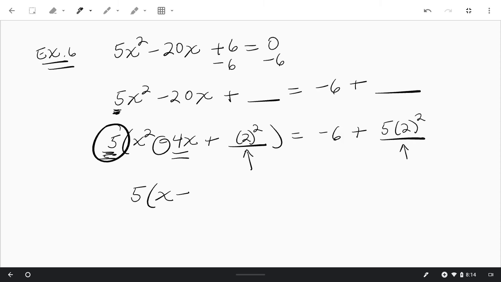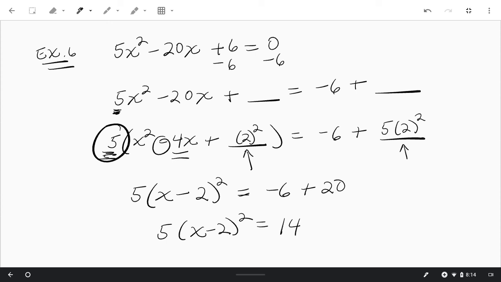Okay, so here is 2 squared equals -6 plus 20. Okay, so it turned out that it's 20 that we are actually adding, not just 2 squared. Okay, and so we get 5 times x minus 2 squared equals 14. Okay, and then we can continue solving for it.